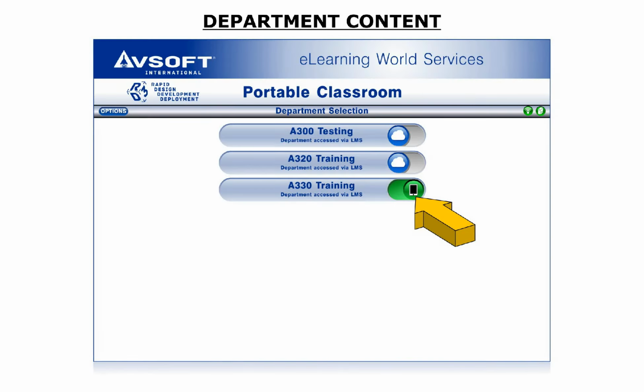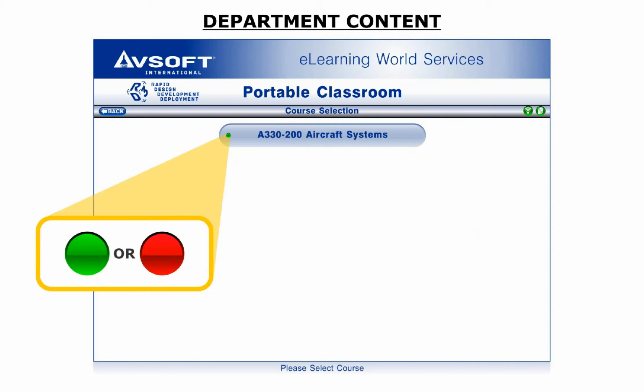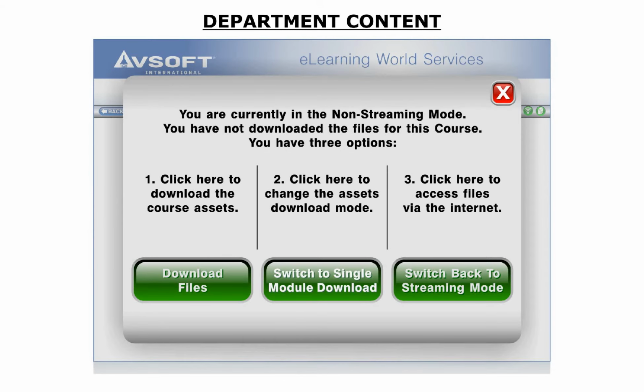To access a department's content, click on the associated department button. If there are any updates available, a user will be asked to download the updates. Otherwise, a course selection page will be presented to the user. If the download mode option is set to download the entire course, it will be indicated by a red dot on the course button. If assets are not downloaded, tapping on the course button will present a user with a download message box. There are three choices.